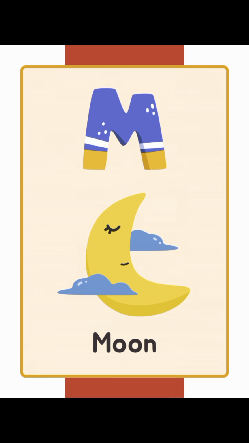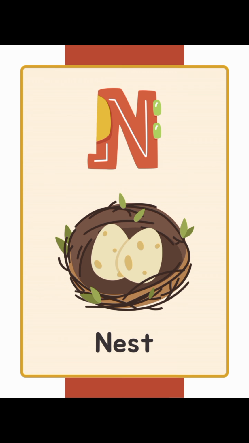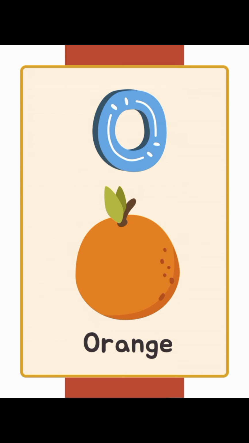M is for moon. N is for nest. O is for orange.